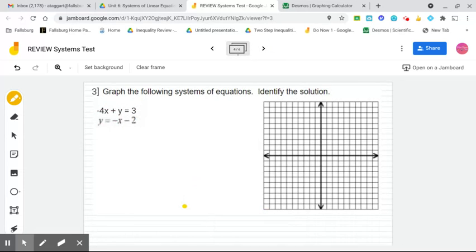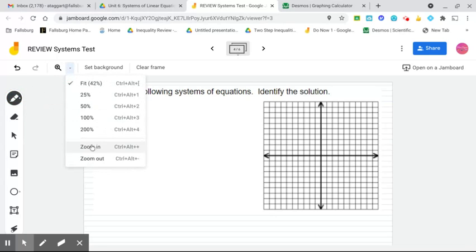Number 3, we are graphing the following systems of equations, and we have to make sure we identify the solution. So we want to graph both of these on this graph. It's important to make sure that our equations are in y equals mx plus b format. So we always want to have the y by itself. It looks like our second equation has y by itself. However, the first one does not. So that's going to be my first step here.